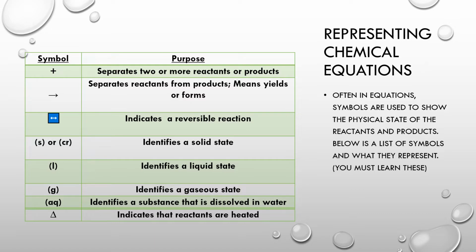A double-headed arrow is a reversible reaction. (s) or (cr), we most likely are going to see the (s), but in some texts you might see (cr). It just identifies that it's a solid. An (l) in parentheses is a liquid, a (g) is a gas, and (aq) is aqueous. And remember, an aqueous substance is something that has been a solid that's been dissolved in water. The triangle indicates that heat has been applied.